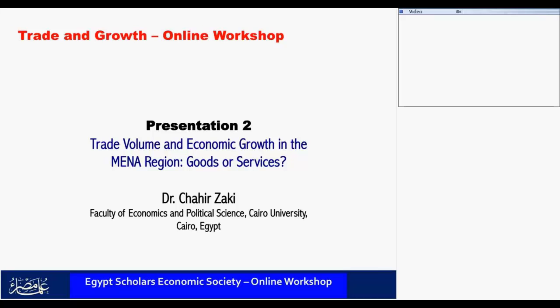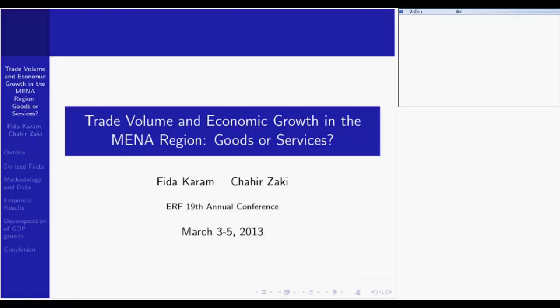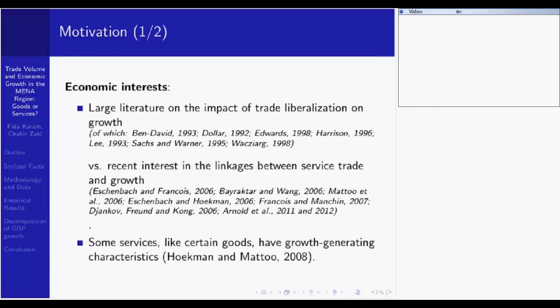So, to start with, why is this topic important? At least for two main reasons. The first reason, from an economic point of view, is that there is a huge literature on the impact of trade liberalization on growth, and it has not been conclusive. Some studies found a significant impact, others didn't find this impact. But a smaller literature focused on the distinction between goods and services.